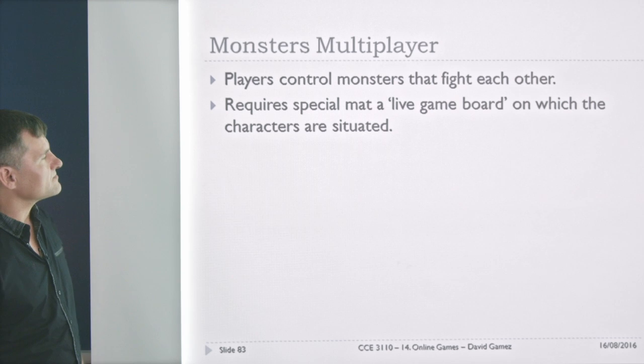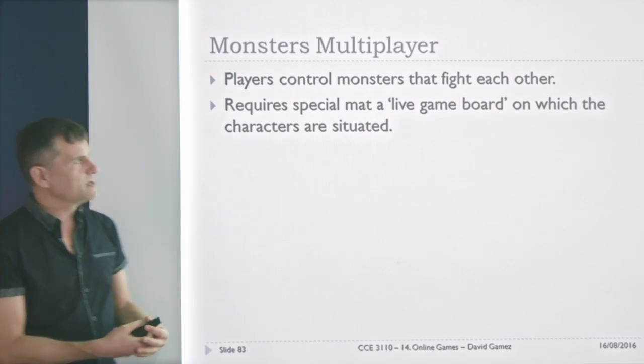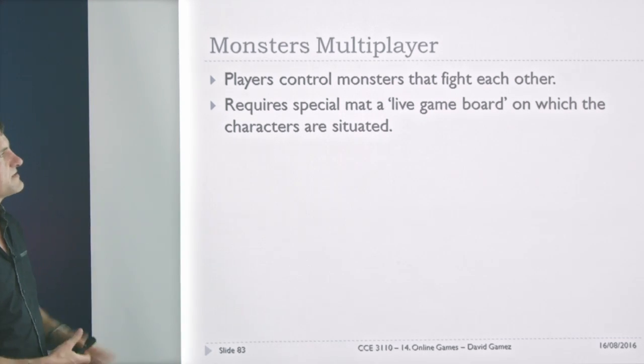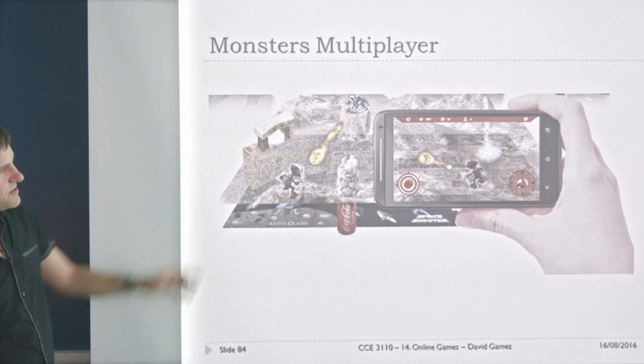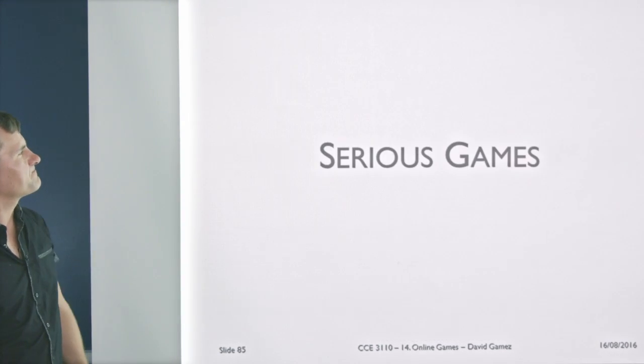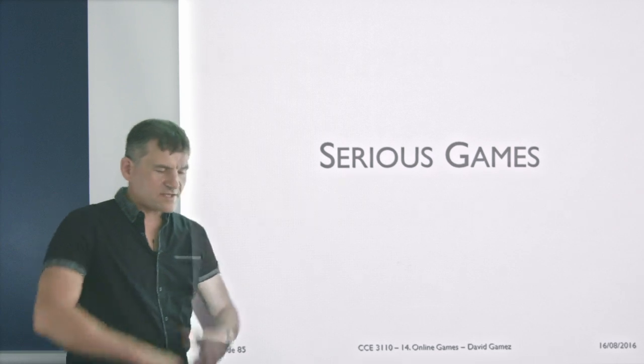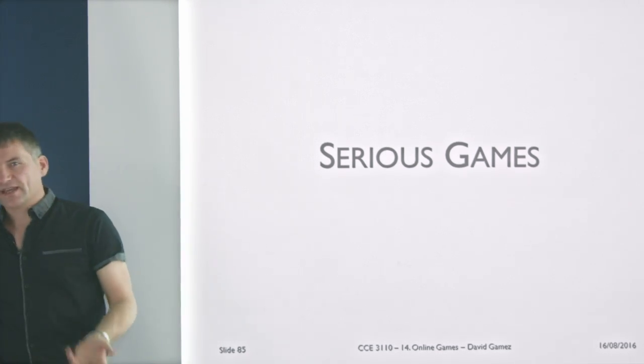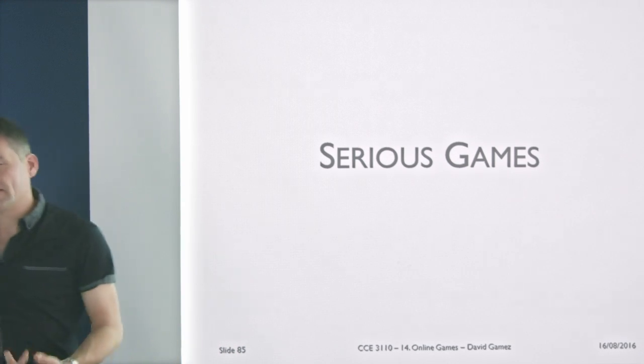And then this is a bit of a board game where you've got players controlling these monsters on this live game board. So using your phone, you can see these monsters interacting on this board, and you can play with other players and so on. So that's just a little bit of an overview of the different types of game, different types of architectural choices, different types of technologies to use to implement these games.